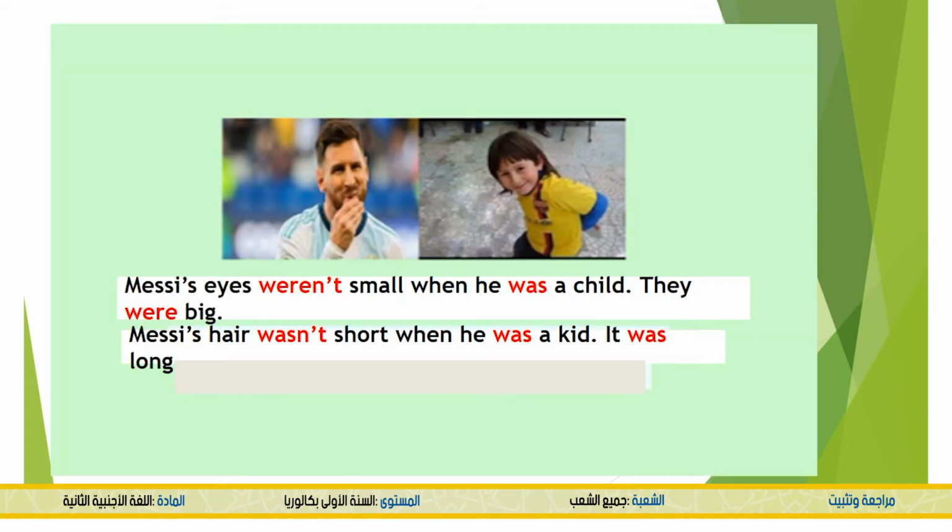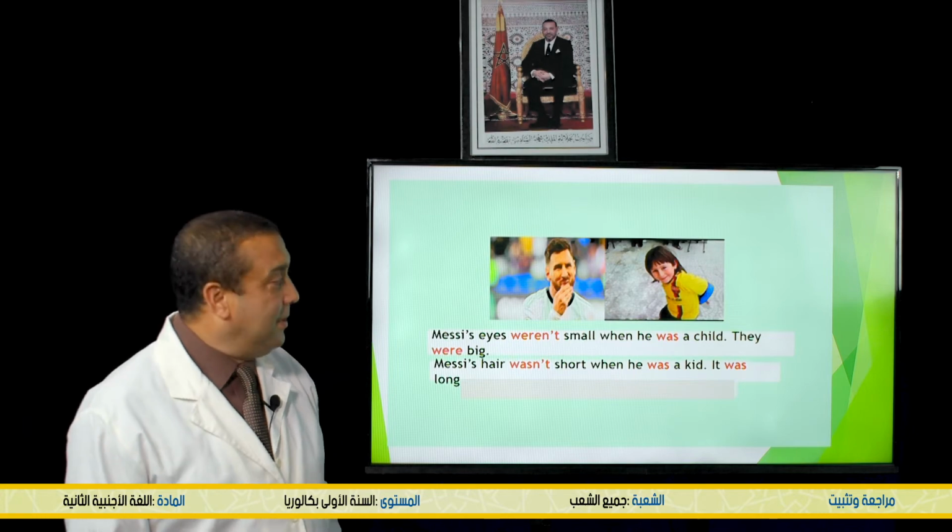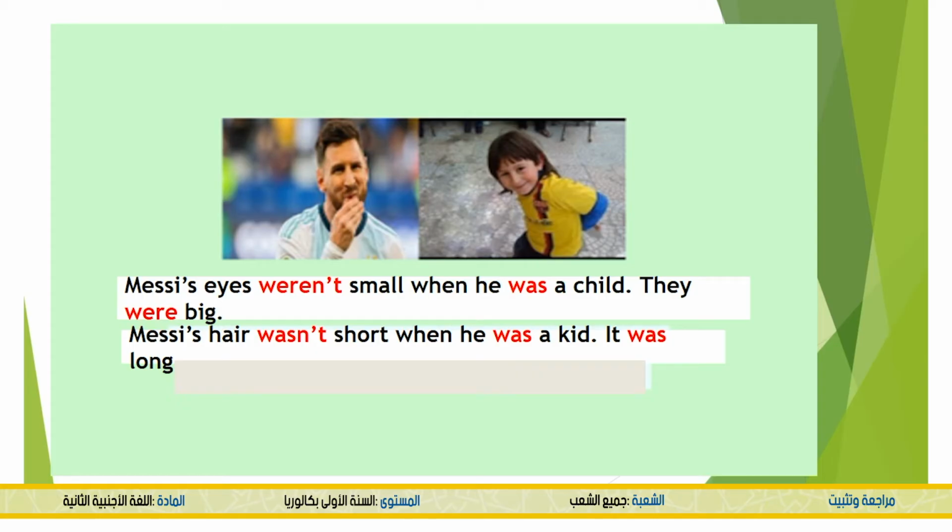Do you want to see another example? That's right. That's Messi. Yes. Messi. Right. So Messi's eyes compare. Big eyes. Right? So Messi's eyes weren't small when he was a child. They were big. Look at the past form of to be. Again, Messi's hair wasn't short when he was a kid. It was long. Now here we have compared between Messi as a kid and Messi as a grown-up. And again, we have used the past form of to be.